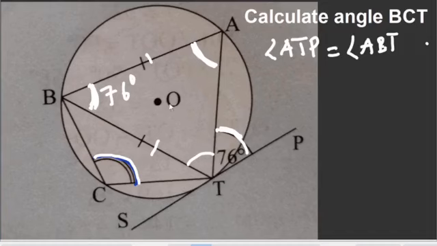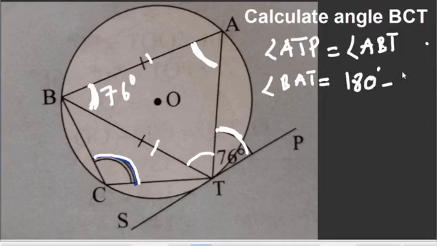So to find the angle on A, we are going to consider the sum of angles in a triangle. To find angle BAT, you are going to say 180 degrees minus 76 degrees, then divided by 2. Why are we dividing by 2? Because we know that the angle on A and the angle on T are the same.